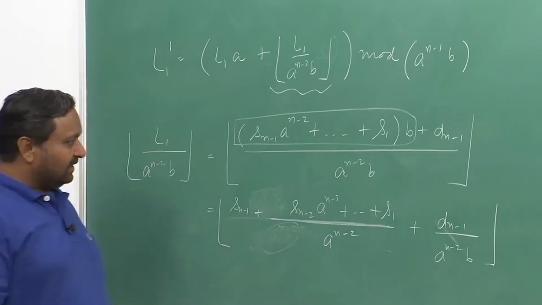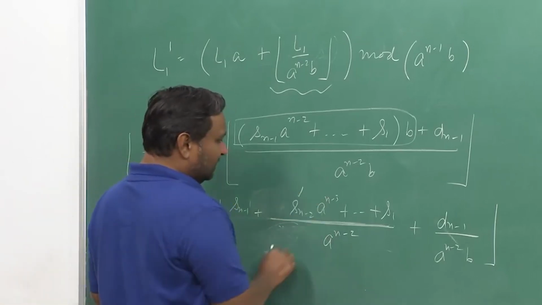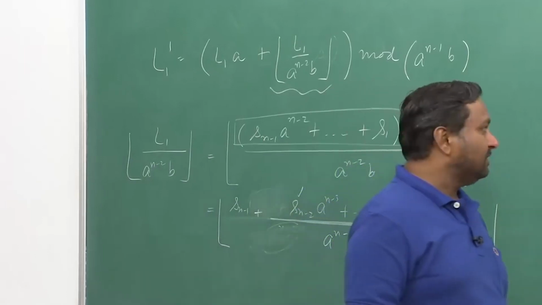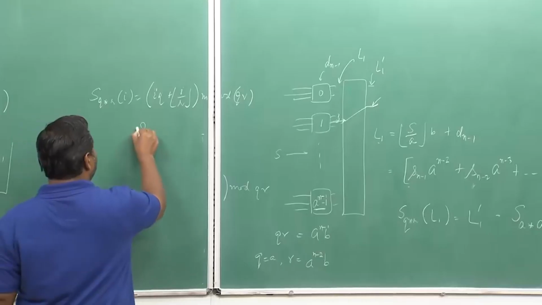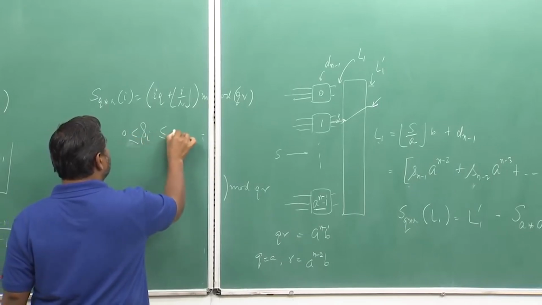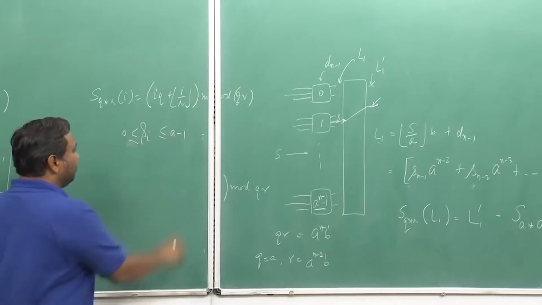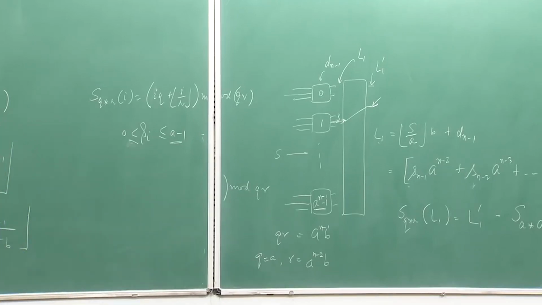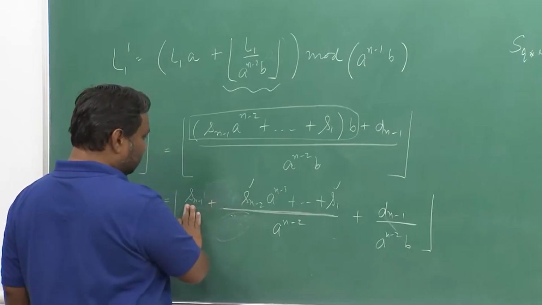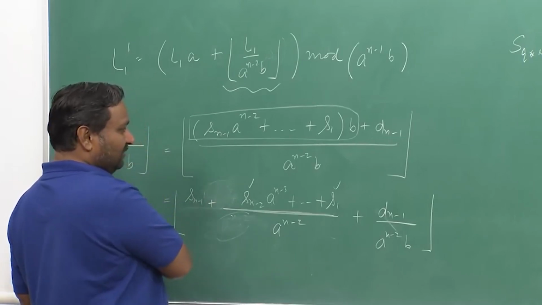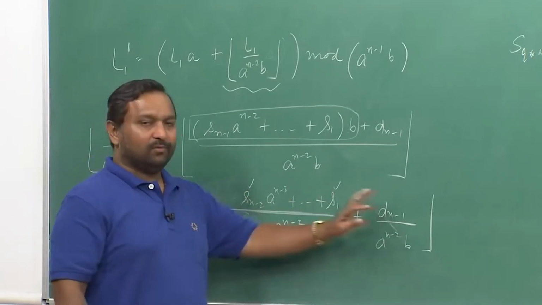Now, interestingly, what is the maximum value of these S n minus 2 to S 1? If I look at the definition, S i can go from 0 to a minus 1. So, this is the maximum value which is feasible. So, let us put the maximum values here. So, this one is complete, and this will certainly be there in the floor function. I have to only check for these now.